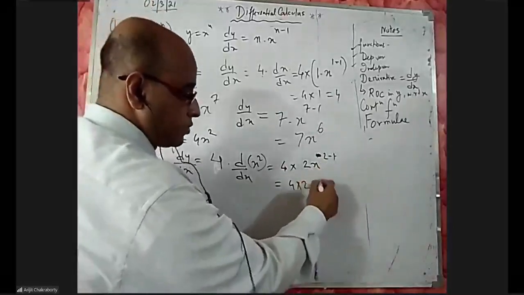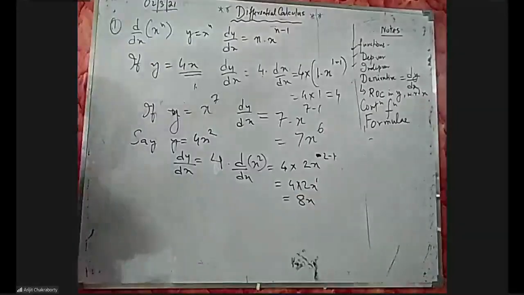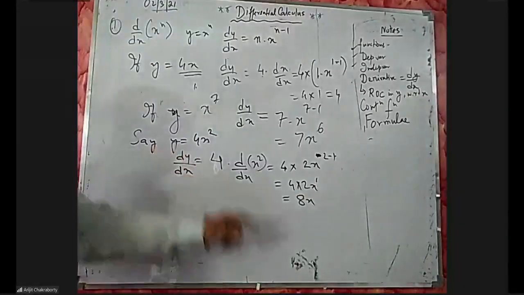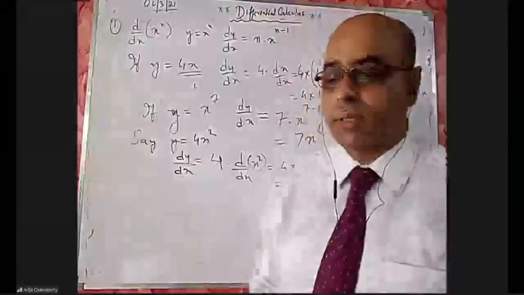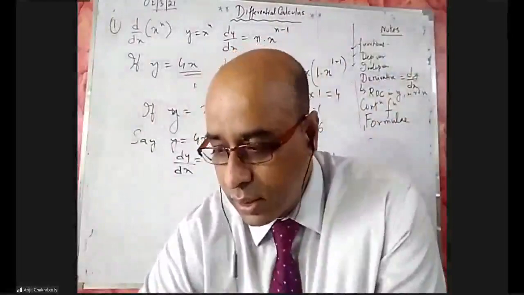So it is 4 into 2, x to the power 2 minus 1 means 1. So x to the power 1. So this is 8x. Answer is 8x. So the differential coefficient of 4x squared becomes 8x. So this is the first and important formula.